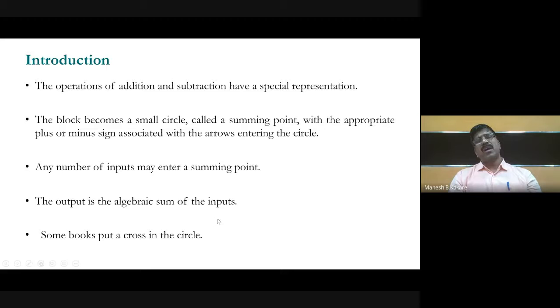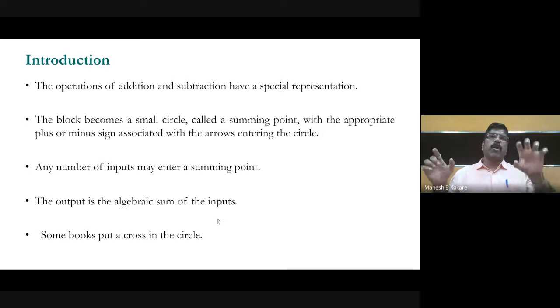Now in an overall block diagram, you have to do several operations, like taking the signal, or adding two signals, or subtracting two signals, and so on. So for addition or subtraction, you have to use the summing point, and for taking the signal from any point, you have to use the take-off point, and so on.